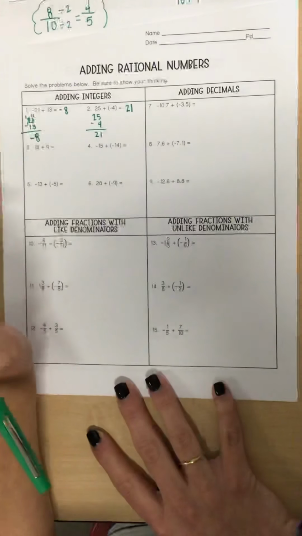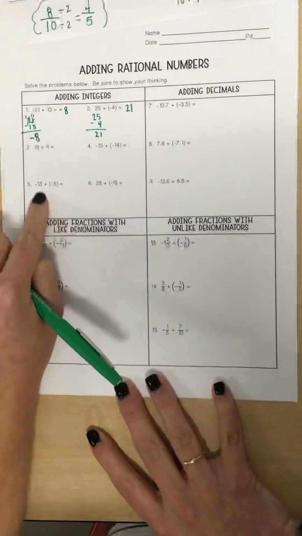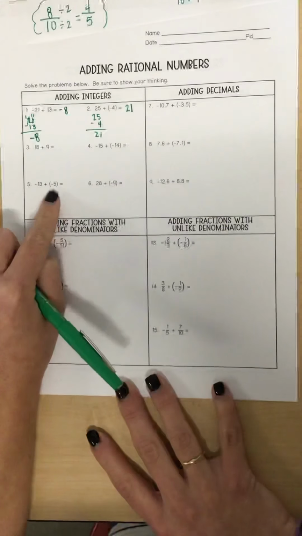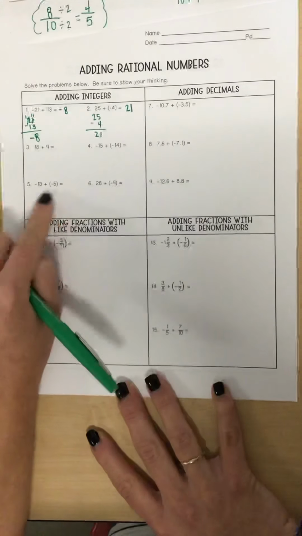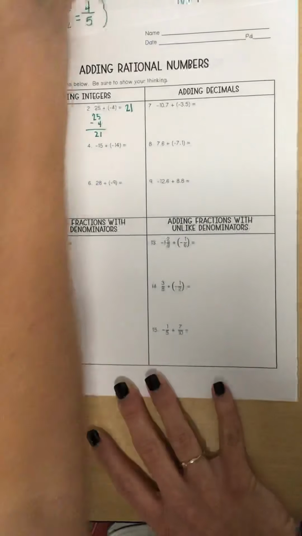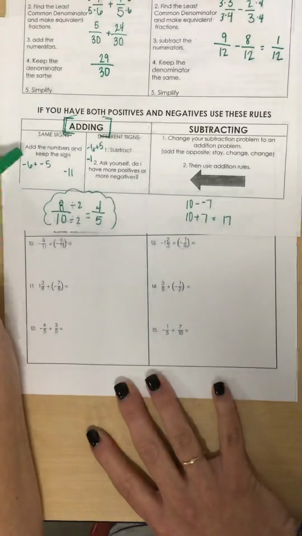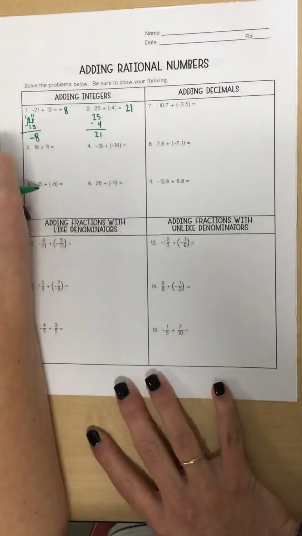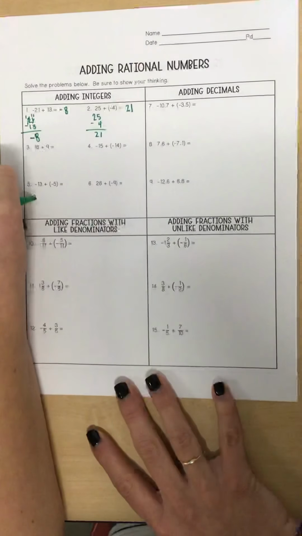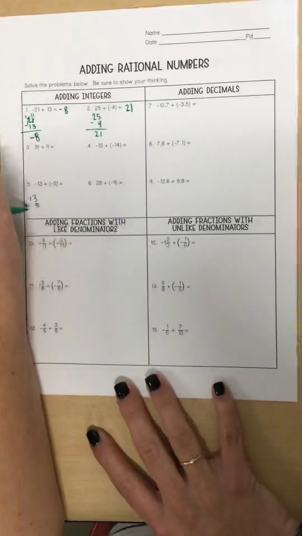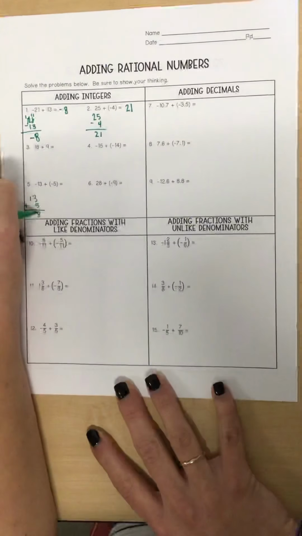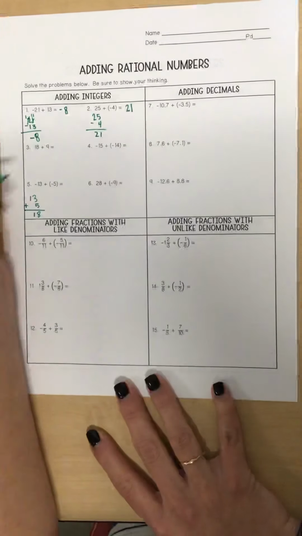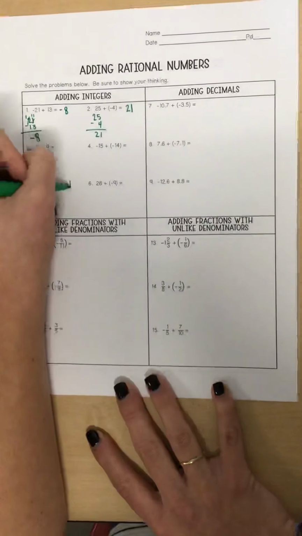Right here, let me look. Right here, we have negatives. They're both negatives, so they're the same signs. Because they are the same signs, we're going to add the numbers and keep the sign. So we're going to add 13 and 5. When I add 13 plus 5, you get 18, and since they're both negative, you're going to keep that negative.